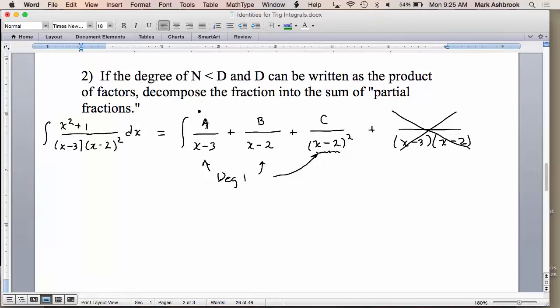So your numerator is always 1 degree less than your denominator. We'll see an example next time where it's going to be something other than just a constant. But 1 degree less than degree 1 is degree 0. So that's why we're just using A, B, and C. All of these denominators are degree 1, and the general numerator that you're using, these capital letters A, B, and C, will always be 1 degree less than the denominator. Let's write that down.